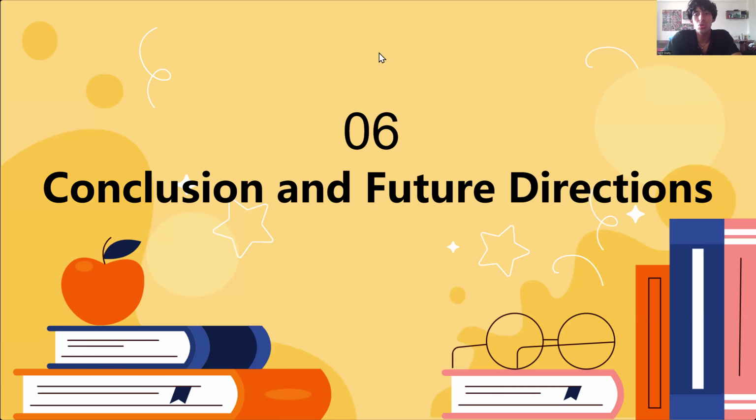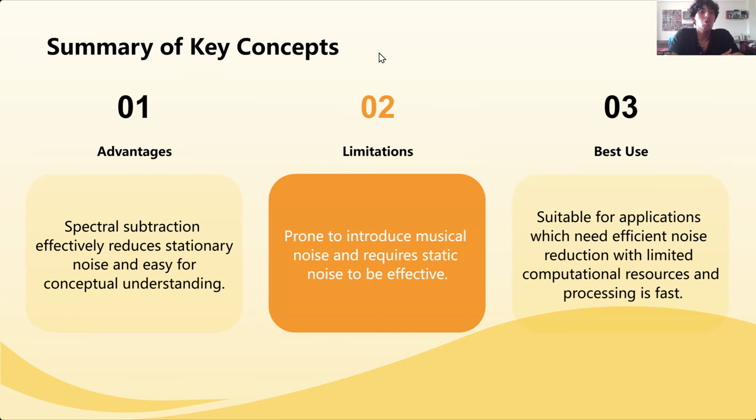Now, we have reached towards the end and have reached the conclusions and future directions. To conclude, spectral subtraction is simple and yet powerful in the frequency domain. We have few advantages, which are that spectral subtraction effectively reduces stationary noise and is easy for conceptual understanding, and it's a really powerful technique. Few of the limitations are that it's prone to induce musical noise and requires static noise to be effective.